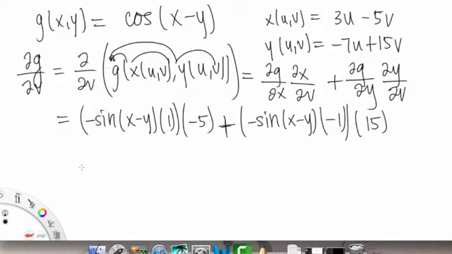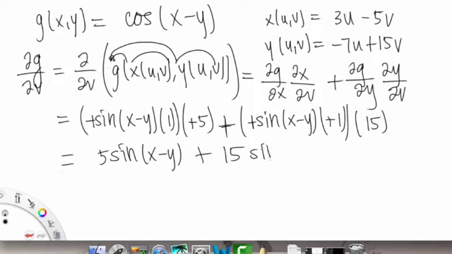Now let's simplify a little bit. So we're going to get that these negatives here cancel, so those become positive. So we have a positive 5 sine of x minus y, okay? And then this is plus, again, because now we have these two negatives canceled to make a positive, so we have 15 sine of x minus y, okay? So this is going to be a 20 times sine of x minus y, okay?